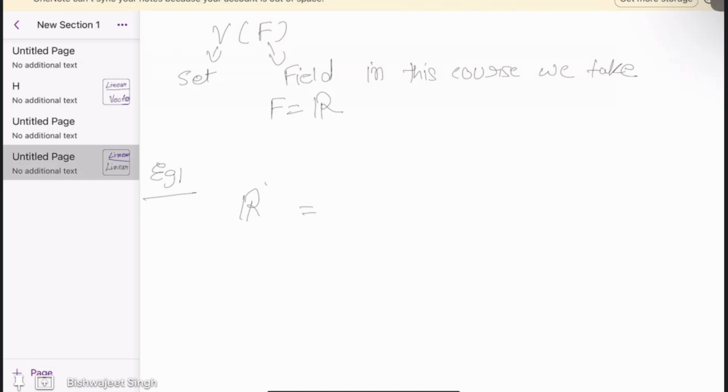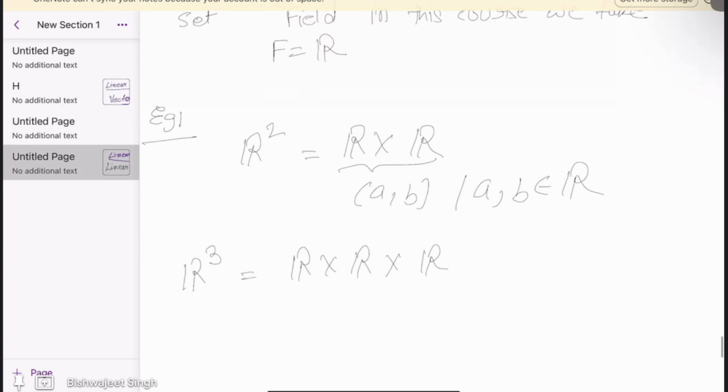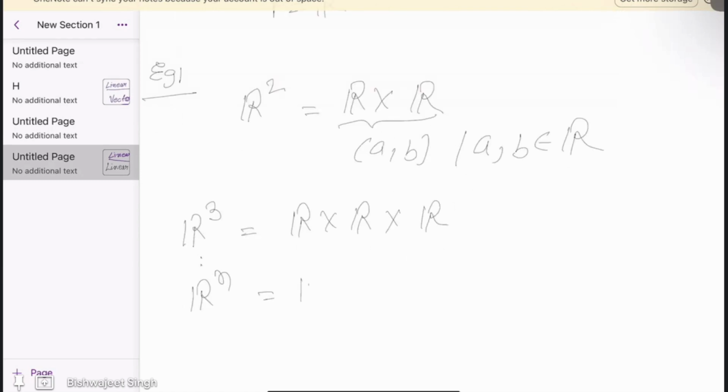What is R2? R2 is nothing but R cross R, right? So elements are of the type a comma b, where a and b belong to the real numbers. Similarly, what is R3? Nothing but R cross R cross R. And similarly, we can say that Rn would be nothing but an n-tuple.